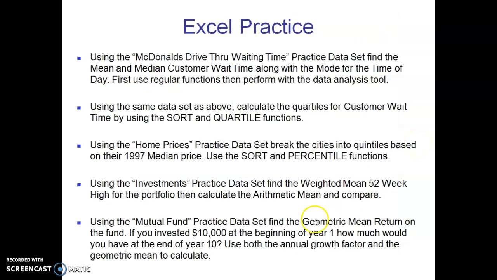Okay, now let's look at the last one. It says, using the mutual fund practice data set, find the geometric mean return on the fund. If you invested $10,000 at the beginning of year 1, how much would you have at the end of year 10? Use both the annual growth factor and the geometric mean to calculate.